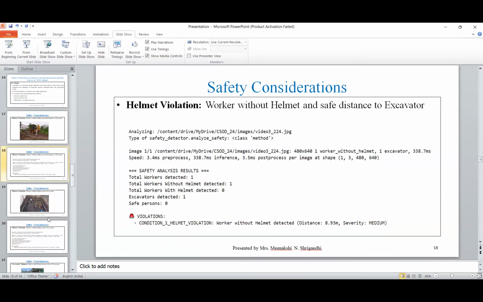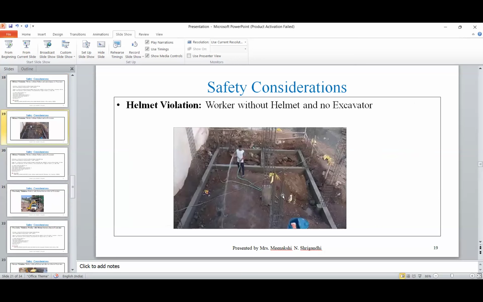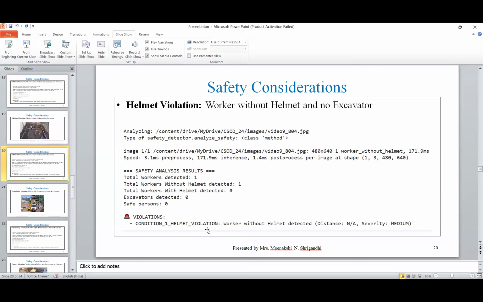In the next case, here also you can see that the worker is without helmet and there is no excavator in the surrounding. So in this case also we can see that helmet violation has been done. Worker without helmet is detected and the distance to excavator is not applicable because no excavator has been detected here.